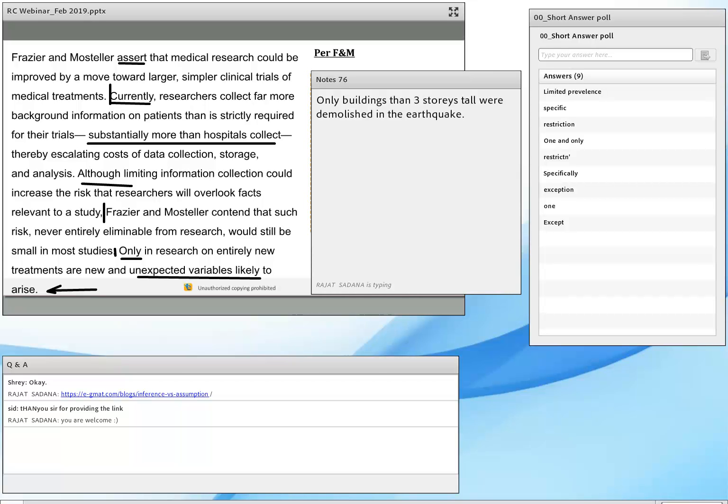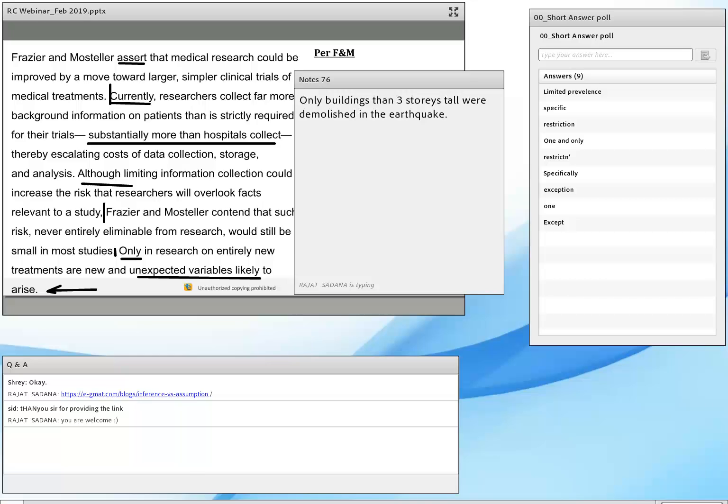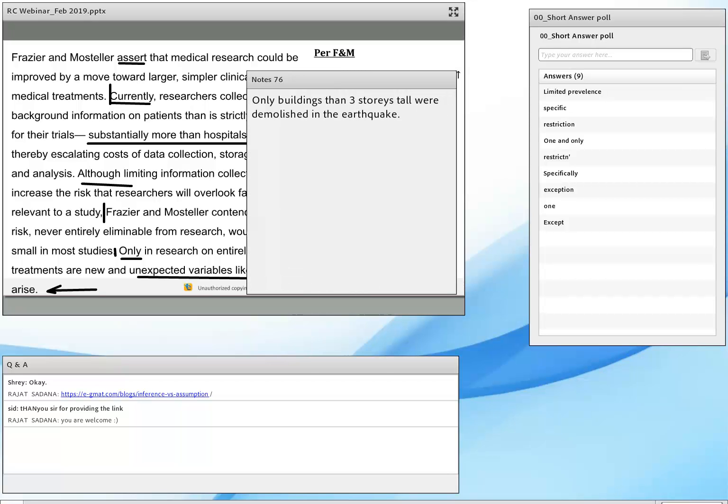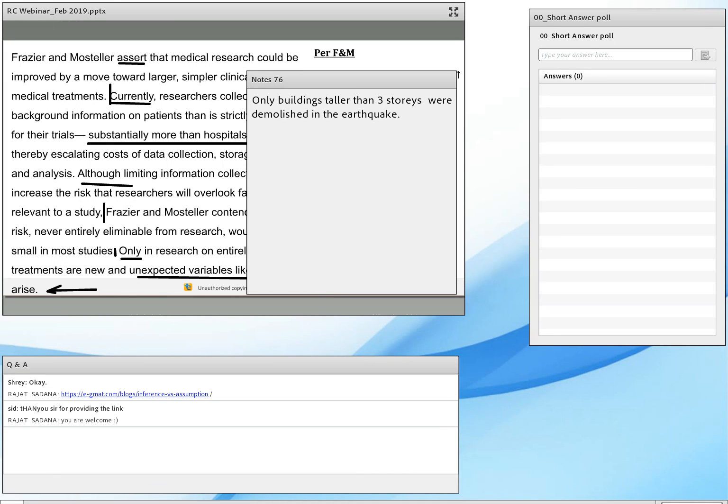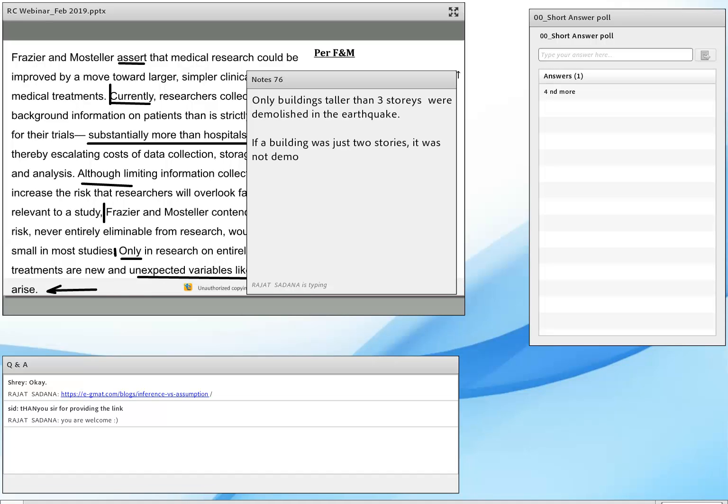Look at this statement: only buildings taller than three stories were demolished in the earthquake. What can you infer when you see this simple statement? You can infer that, one thing that you can definitely infer.